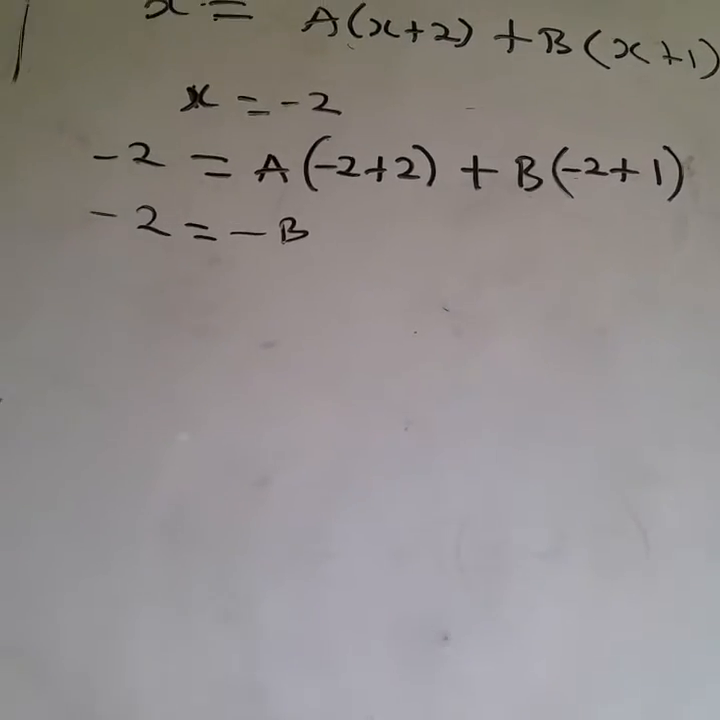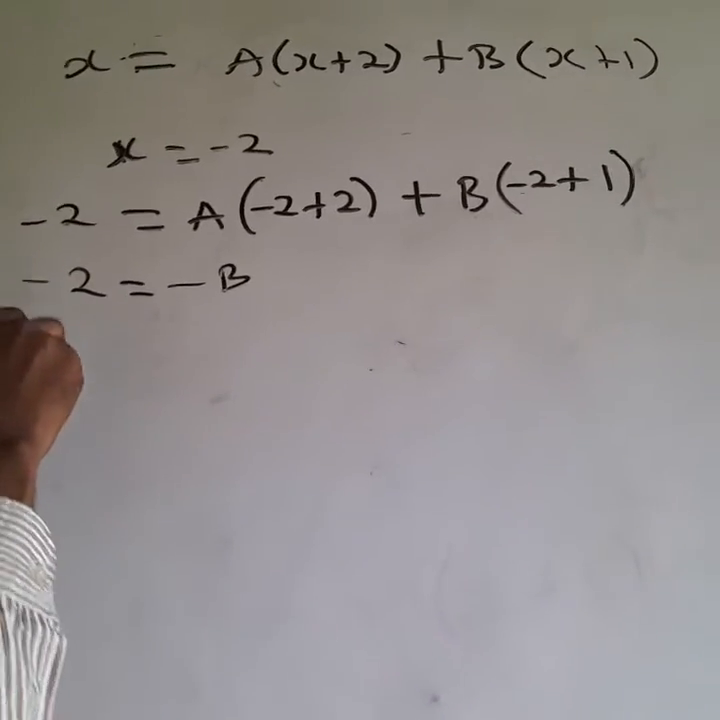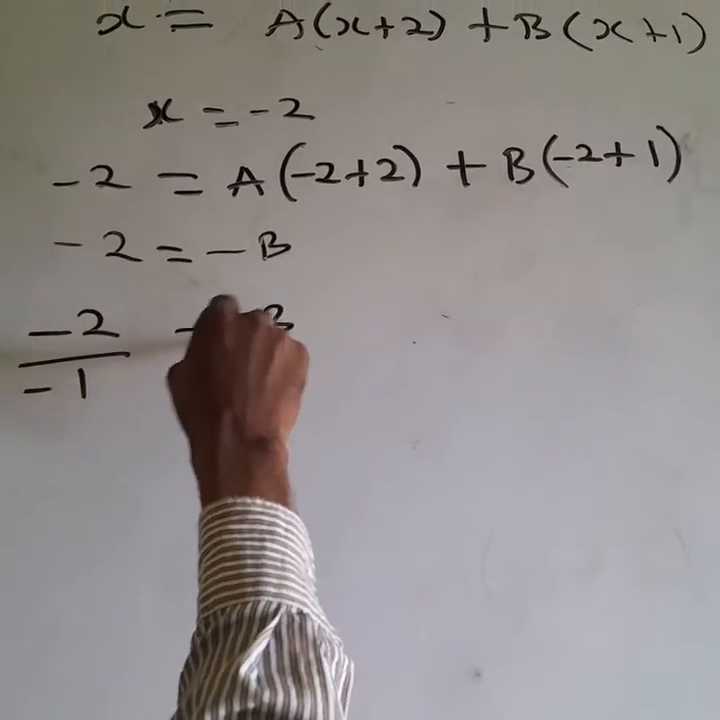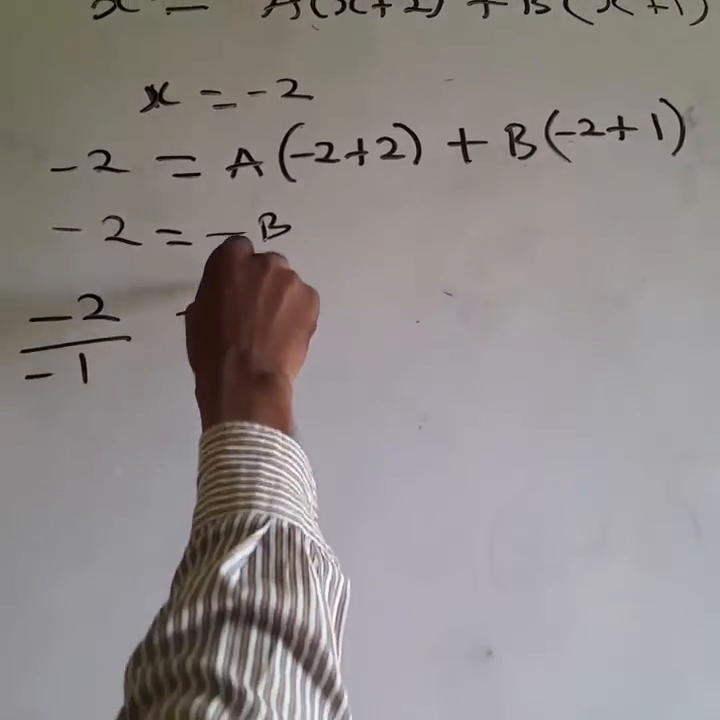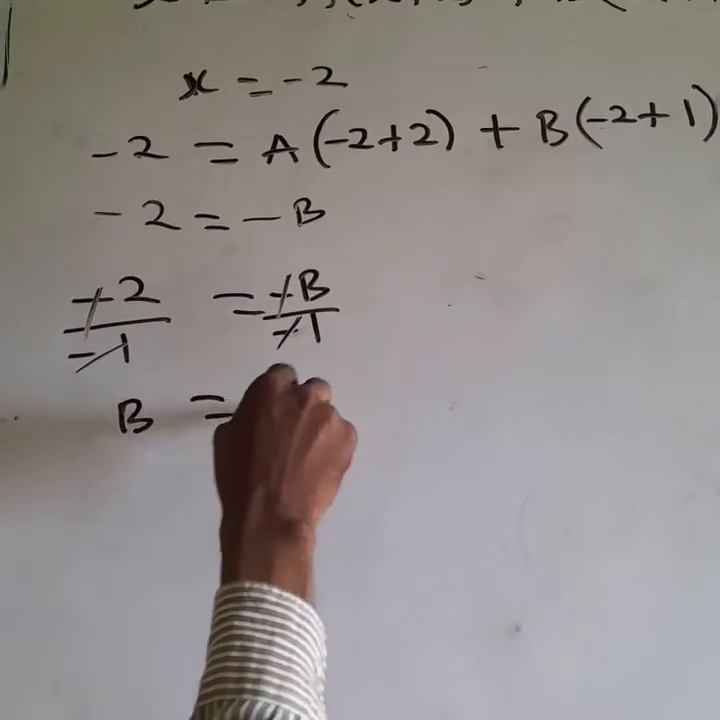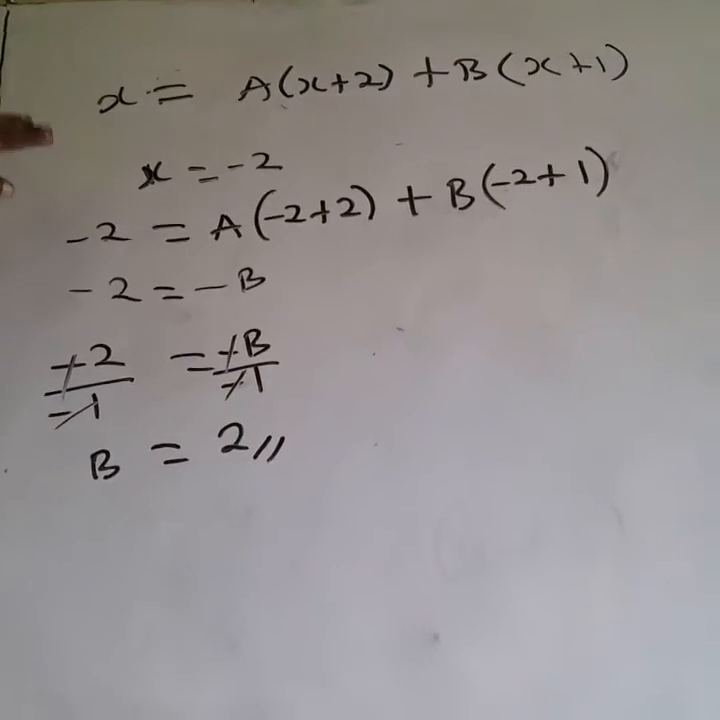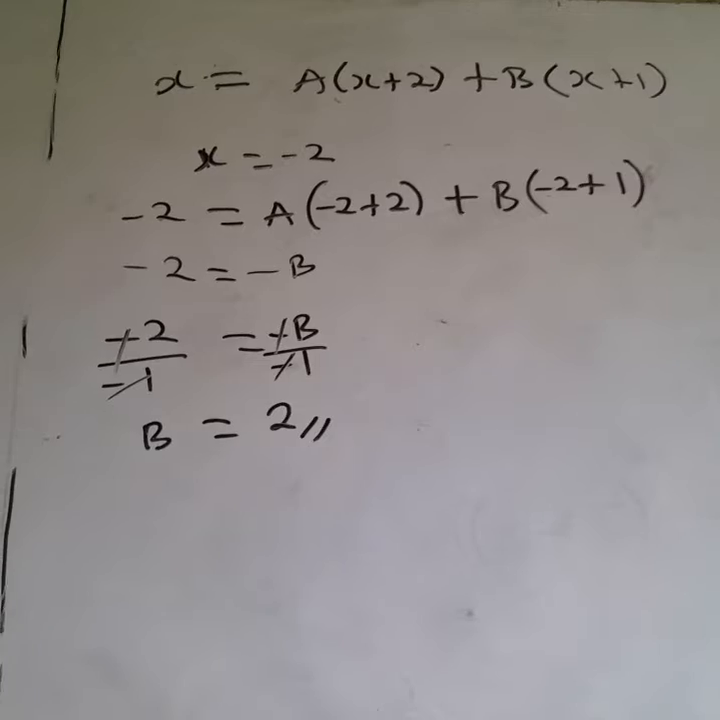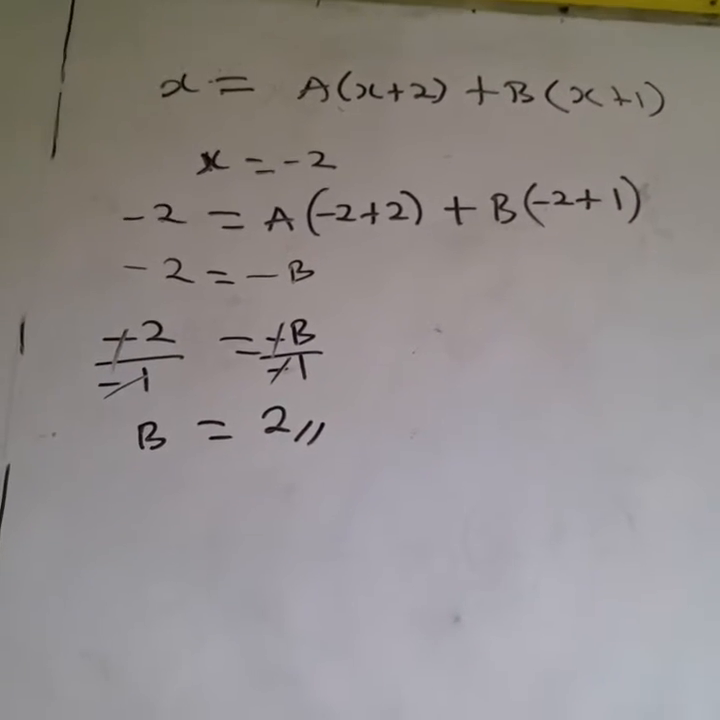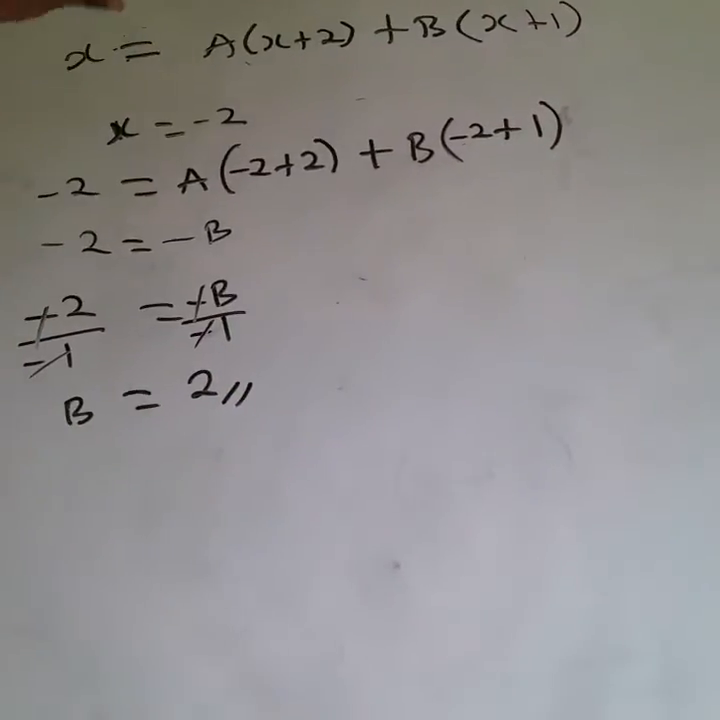So we divide both sides by the coefficient of B, which is minus 1. Minus 2 divided by minus 1 equals minus B divided by minus 1. This cancels this, and we have B equal to 2. We've gotten the value of B. Now we'll go on to find the value of A. Since we've found B, we can cover up B to find A.